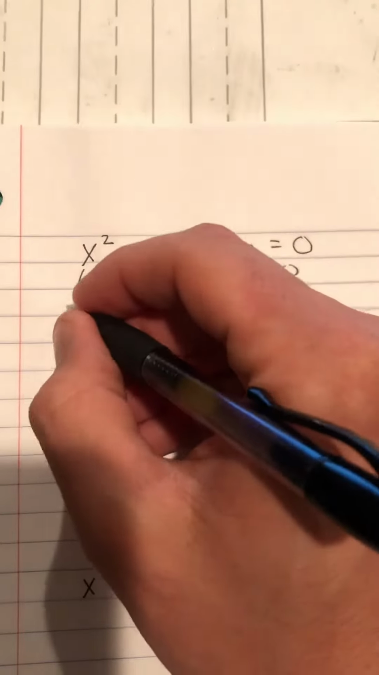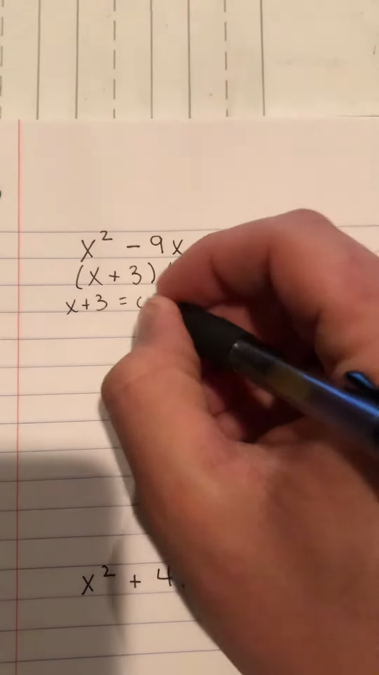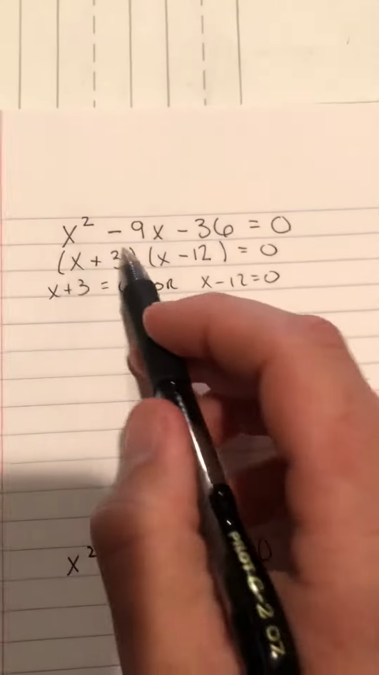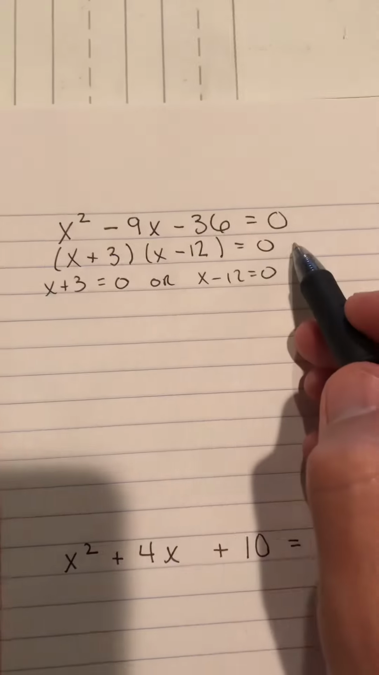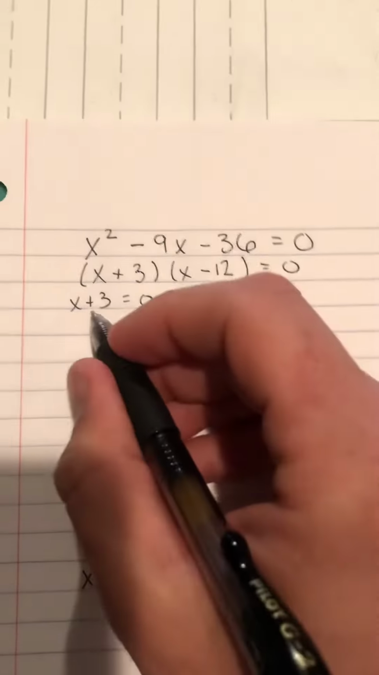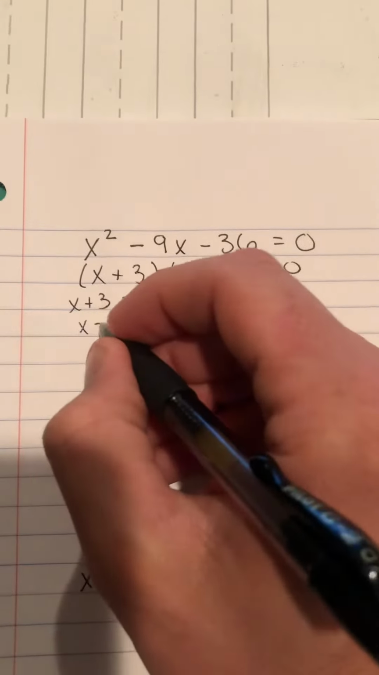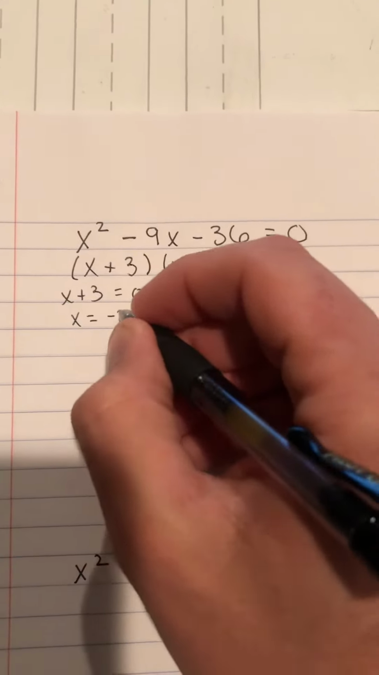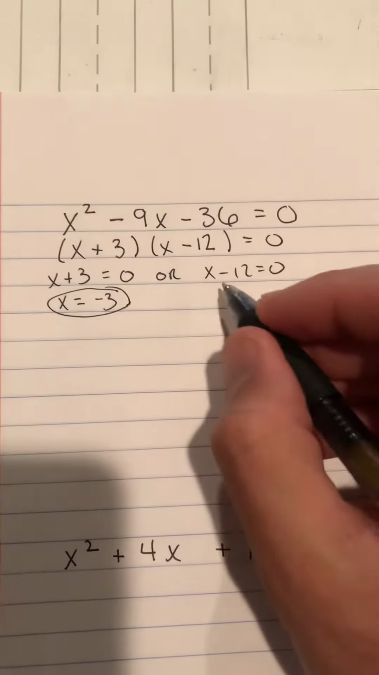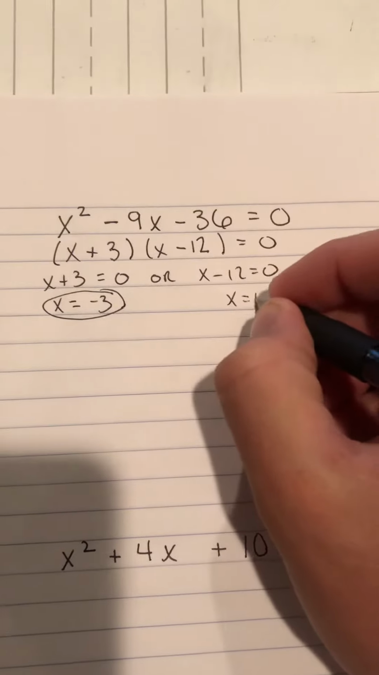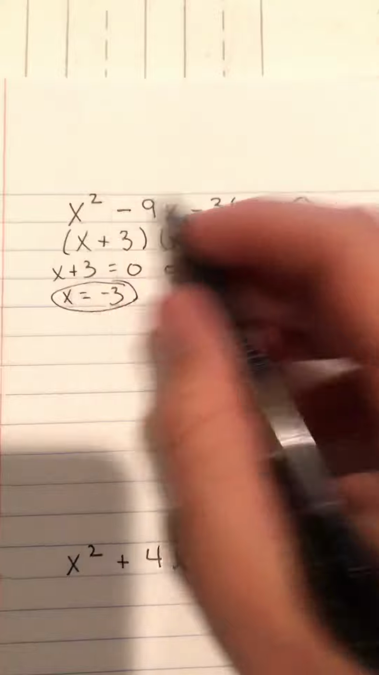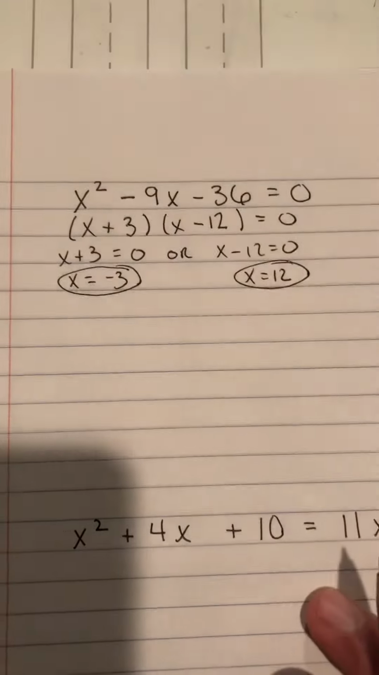Next, I apply the zero product property by setting each piece equal to 0 and putting an or in between them. The reason I can do this is because I have a quantity times another quantity equals 0, and that can only be true if one of those quantities equals 0. So I set the first one equal to 0 and then solve this equation by subtracting 3 from both sides. There's one of my solutions. And then I look at the second one, I add 12 to both sides, and I get 12 as my second solution. Plugging them back in, I confirm that I get two correct answers.